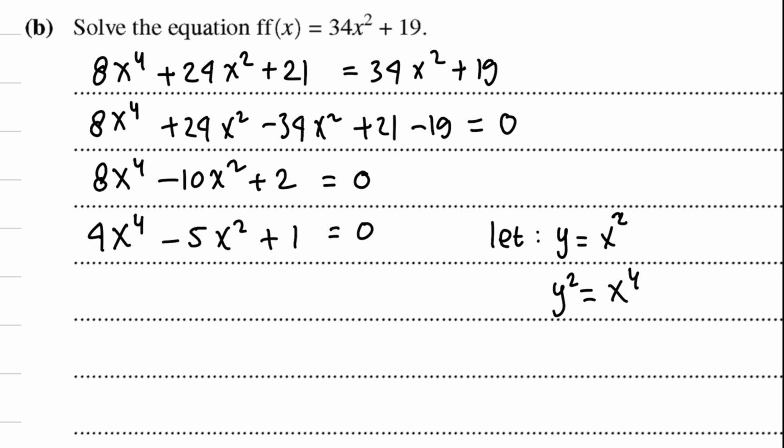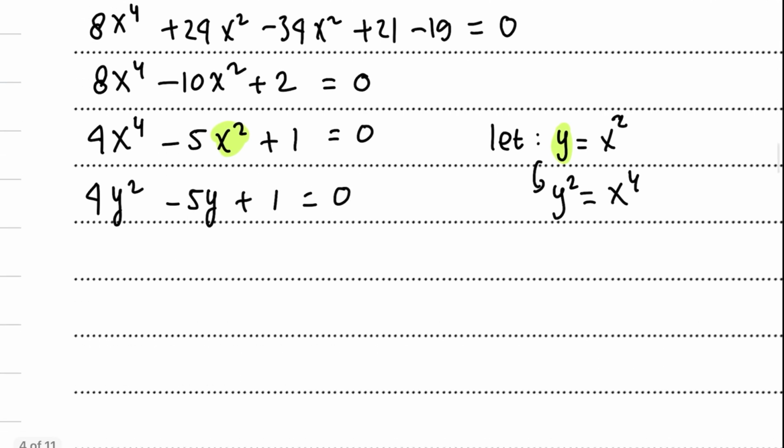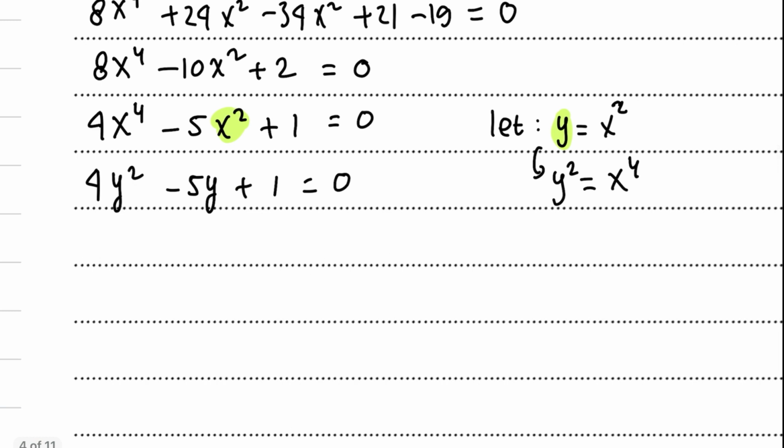So the key here is if you have x^4 and x squared, you substitute for x squared. We make it into another variable. Let's make it y. So after that, we square it, becomes y squared equals to x^4. So we get 4x^4 is equals to 4y squared minus 5y plus 1 equals to 0. Now from here, we just do the factorization.